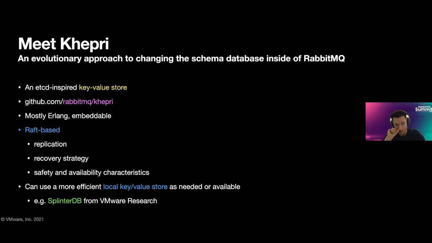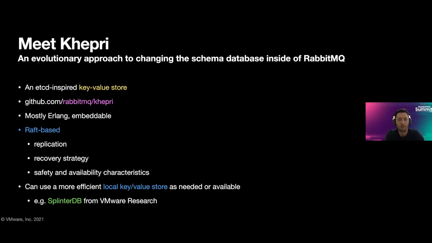So Khepri is a project which is an evolutionary approach to changing the schema database inside of RabbitMQ. It is inspired by etcd or Zookeeper or any number of similar stores. It's open source, even though it's very much a work in progress. It is primarily Erlang and meant to be embeddable. It's a Raft-based store, so things like replication, recovery strategy, and all the safety and availability characteristics of Raft, they all apply to Khepri.